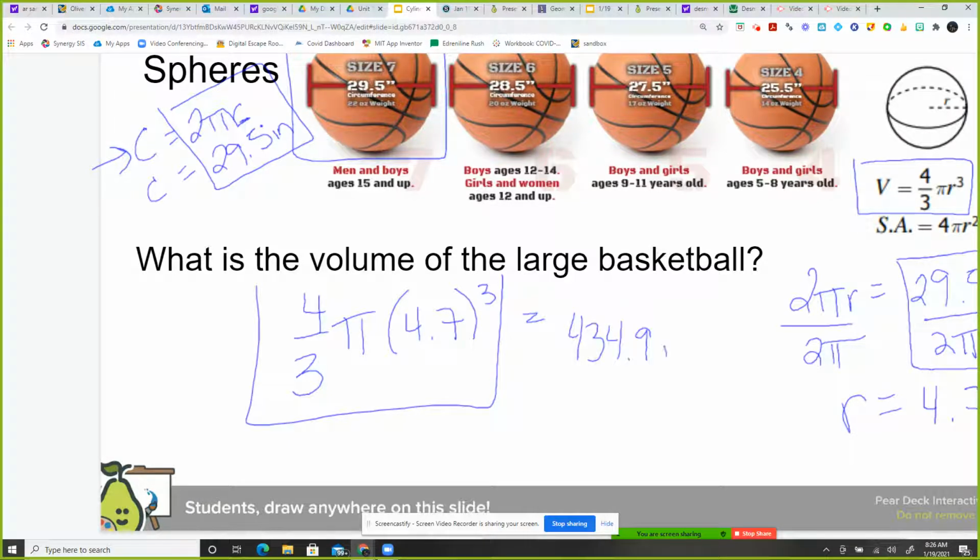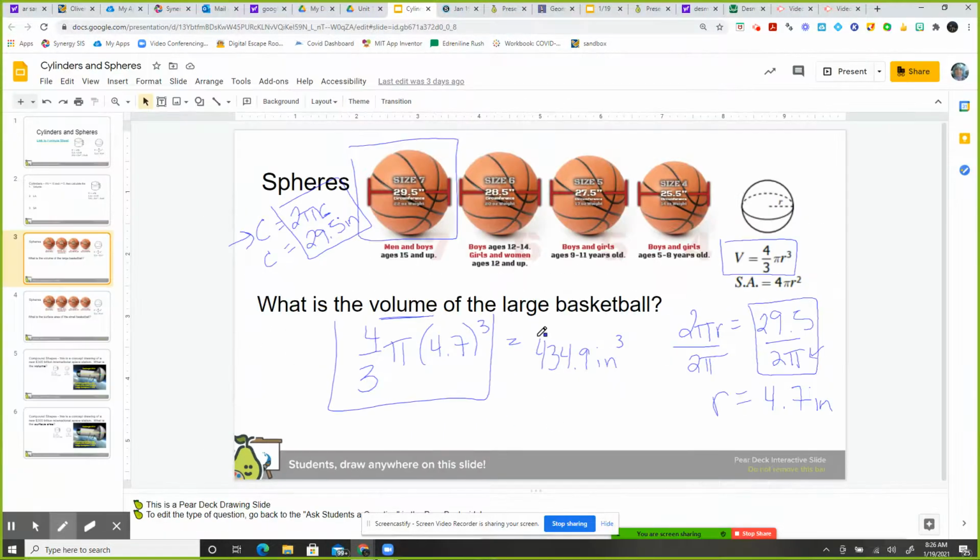And this is going to be inches cubed because it's volume. Does everybody understand how to find the radius from the circumference so that we can find the volume with the radius?